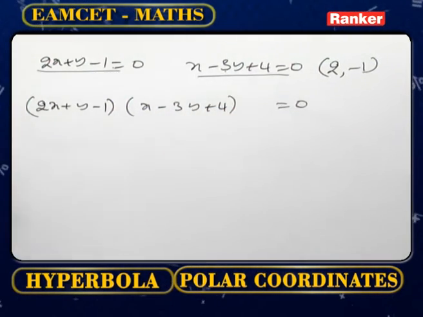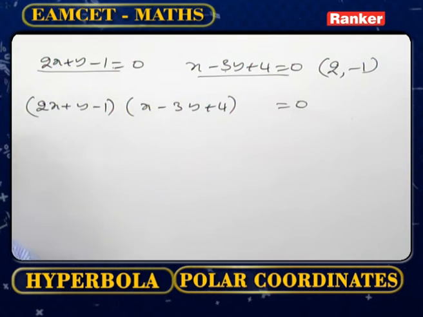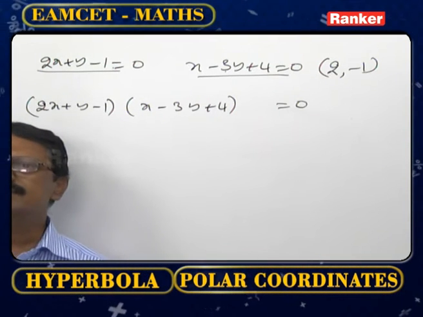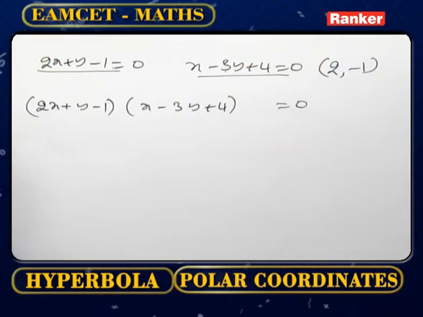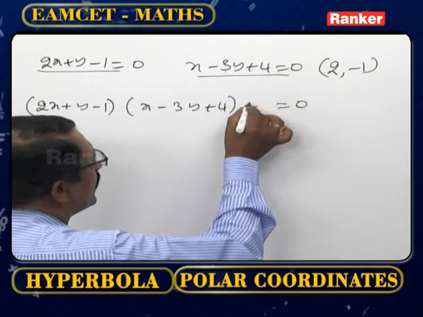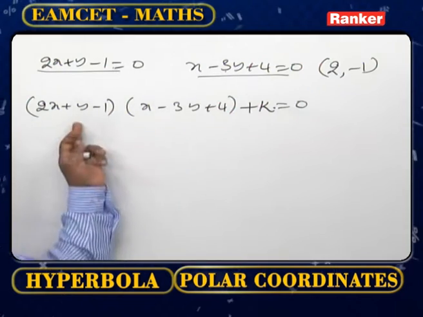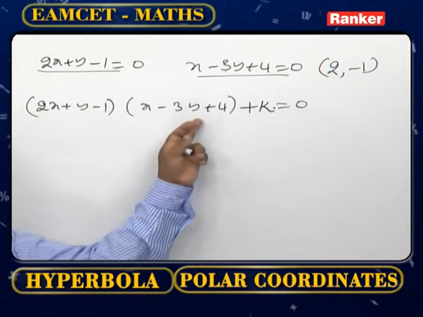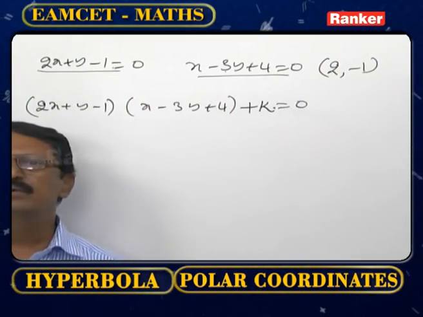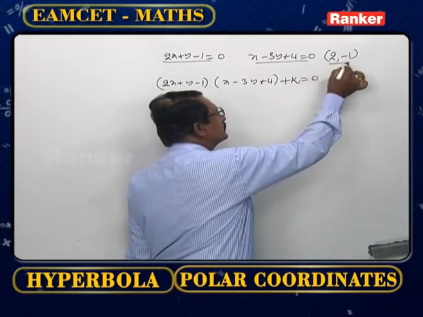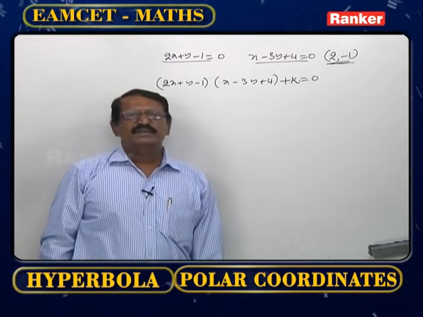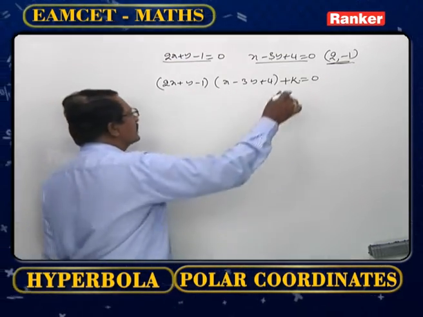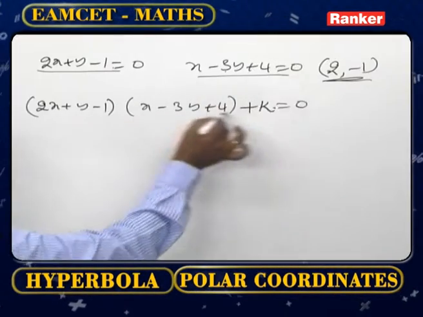Now, it is the combined equation of asymptotes of the given hyperbola. Always, the equation of the hyperbola and its asymptotes differ by some constant. Consider the hyperbola equation as asymptotes' combined equation plus some constant k equals 0. But the hyperbola passes through the point (2, -1). Substituting that point in the equation, it must be satisfied.